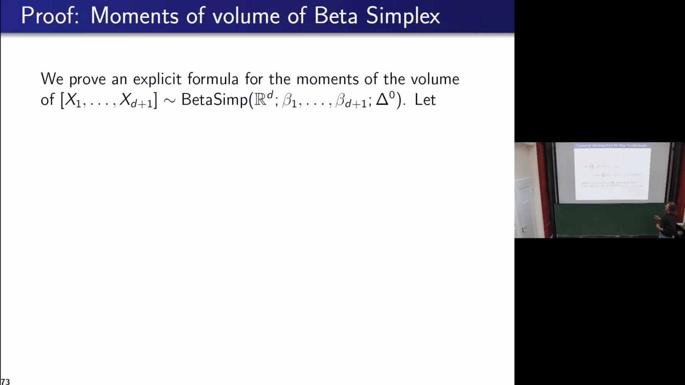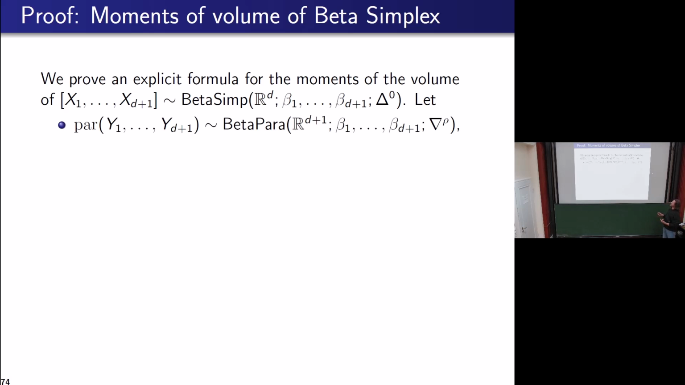Okay, and now we have everything to actually prove the moments of the volume of a beta simplex. And we're going to prove an explicit formula for this. So this is the goal. We want to have points x1 to x_{d+1} in R^d that are not weighted, so we want to have independent points. And for this we need to start, of course, in R^{d+1} with d+1 points, because we're going to start with the beta parallelotope. And then we're going to go down one dimension to actually have d+1 points in R^d.